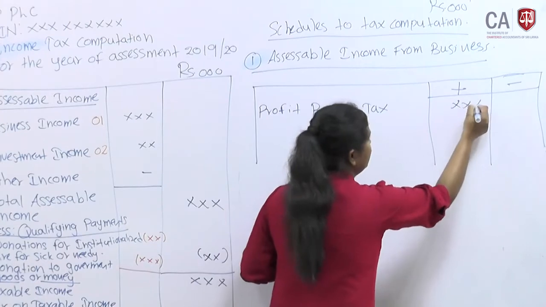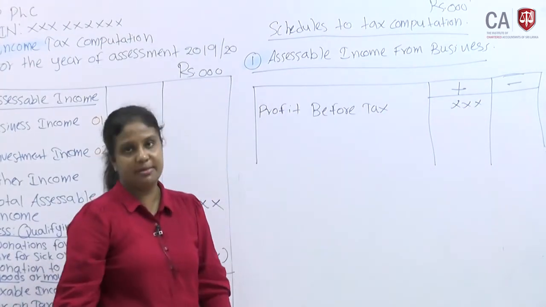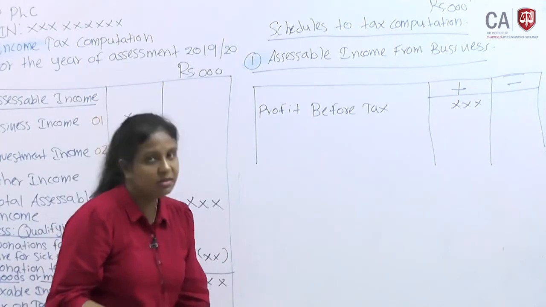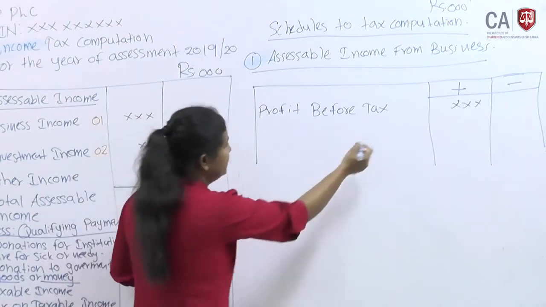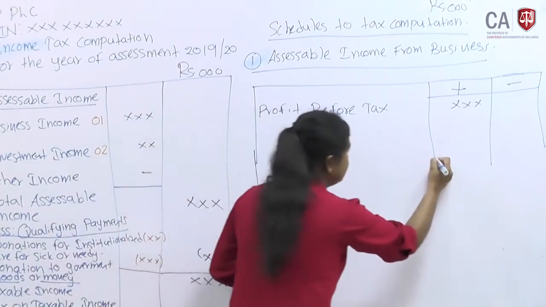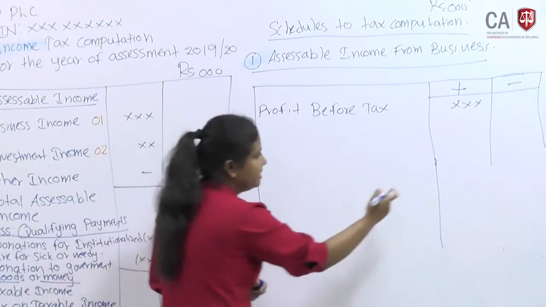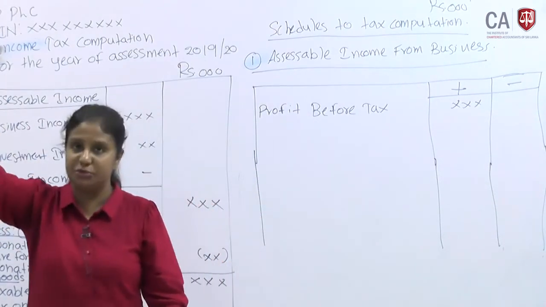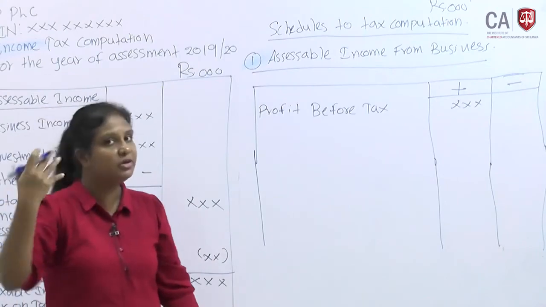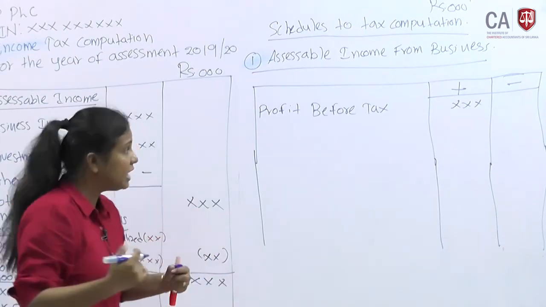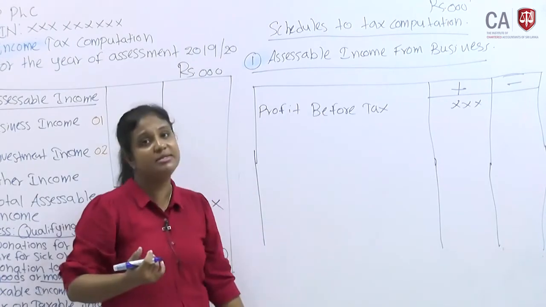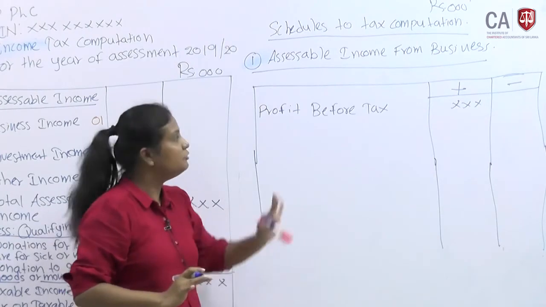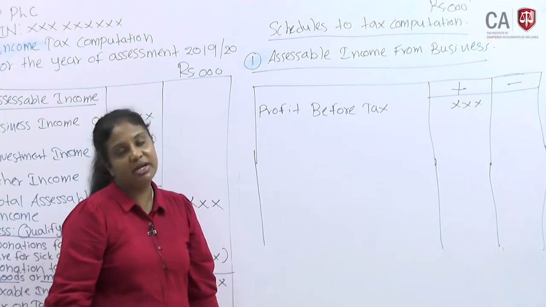If there is a profit, take it to here and do your adjustments. When you are doing adjustments, I recommend you do the adjustment in this space and take the answer and put it here. Otherwise, going to the notes separately can confuse you at exam time. Practically we are not doing that, but for examination purposes, you can do it like that.